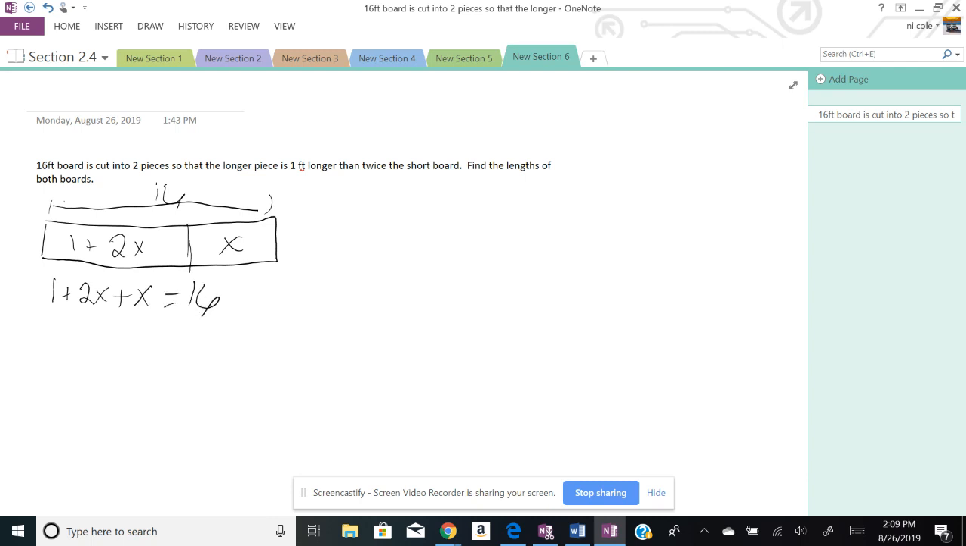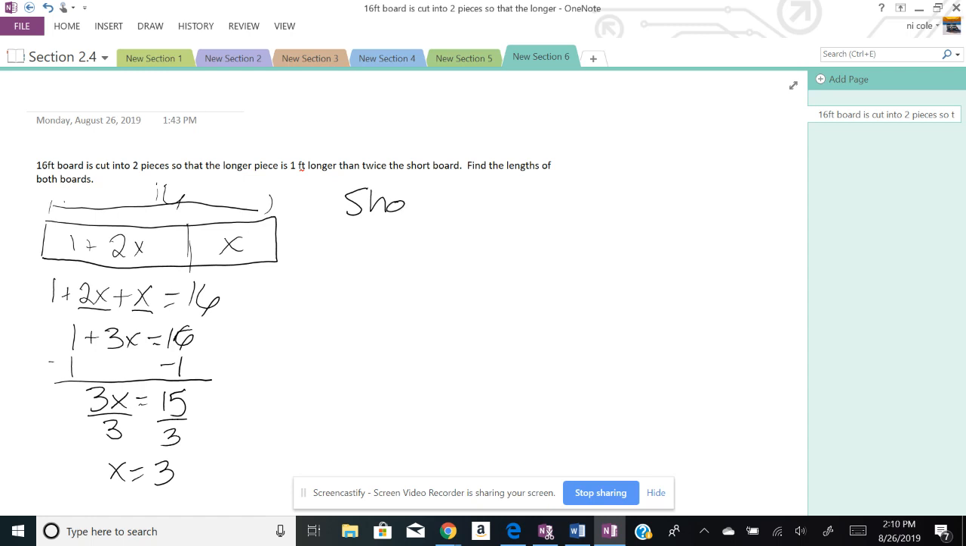First thing I will want to do when I look at that equation is combine my like terms. So I'm going to have 1 plus 2x plus 1x, which will give me 3x equals 16. Subtract the 1, leaving me 3x is equal to 15. Divide by 3, leaving me x is equal to 3. So my short board is 3 feet.